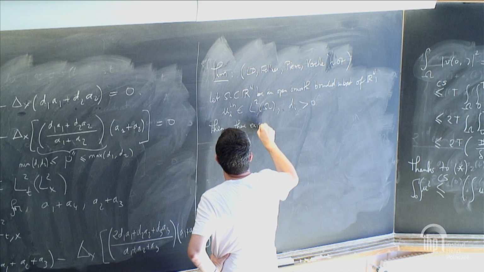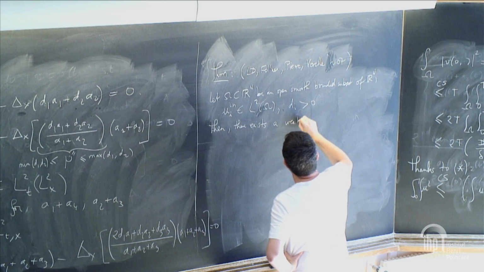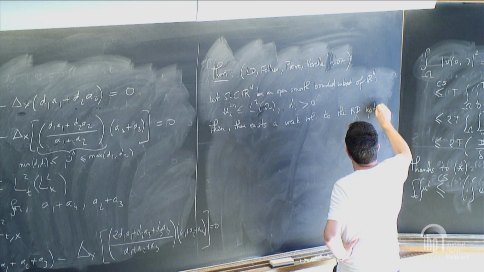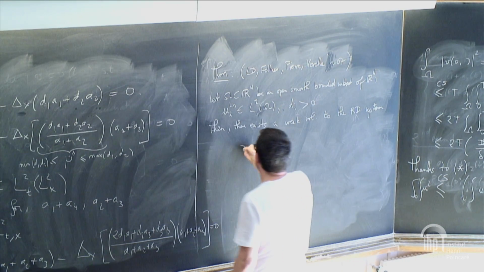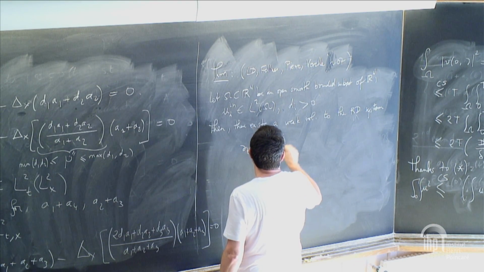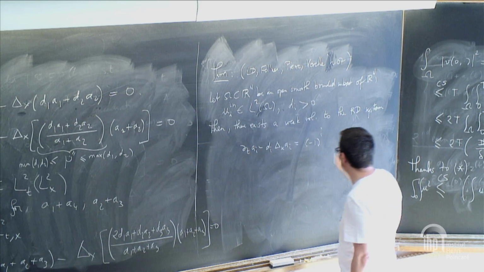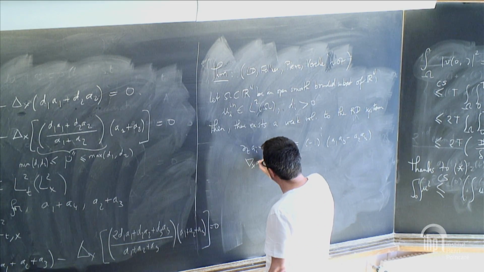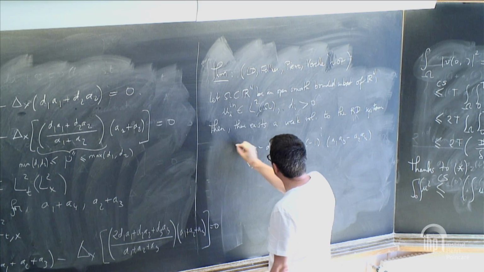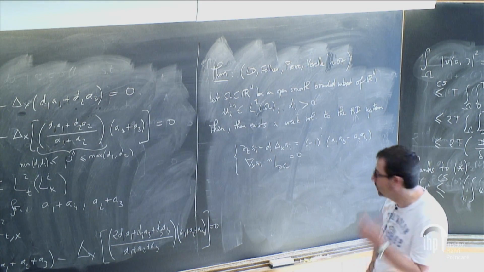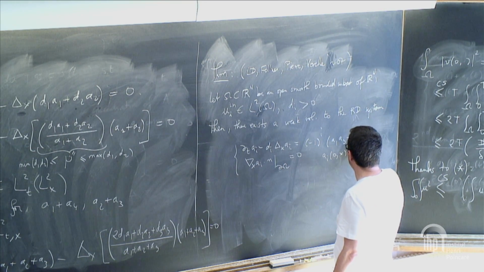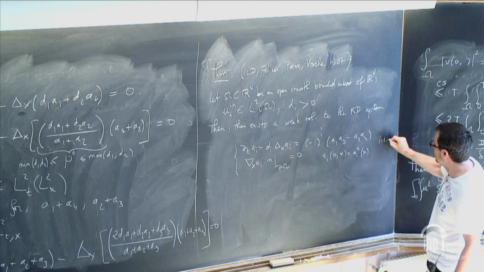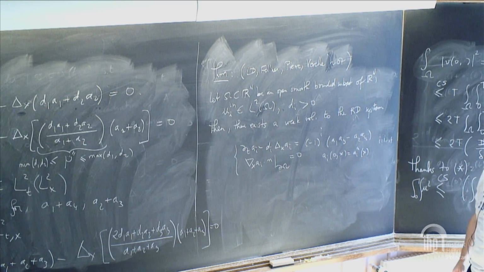Then there exists a weak solution to the reaction diffusion system dt AI minus di Laplacian AI equal to this, with the Neumann boundary condition, plus, of course, the fact that the initial datum is the right one. And this is for I equal from 1 to 4.